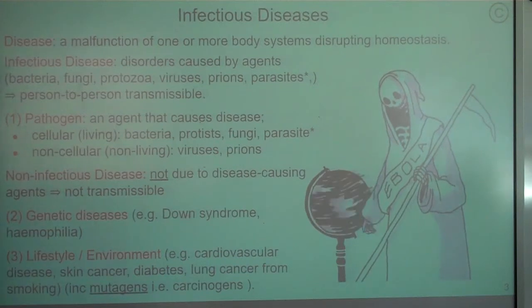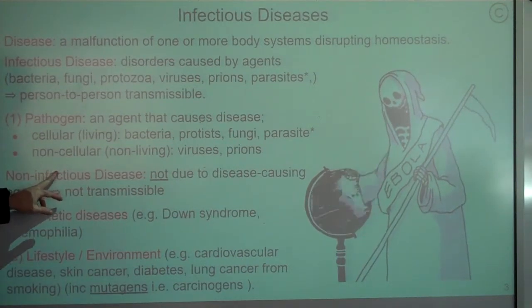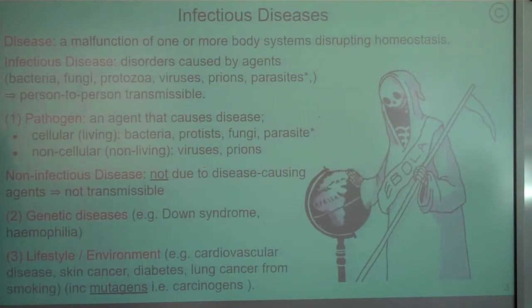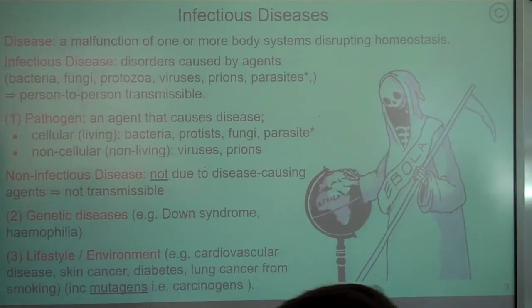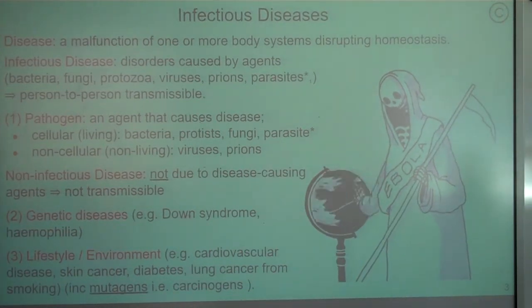Now, a non-infectious disease, and you need to know these 2 for your presentation, okay? And you need to be able to define them. A non-infectious disease is not caused by a disease-causing agent, so it's not transmissible. Genetic diseases are examples of this, like Down syndrome or haemophilia, or other things like that. There's about 6,000 of those.